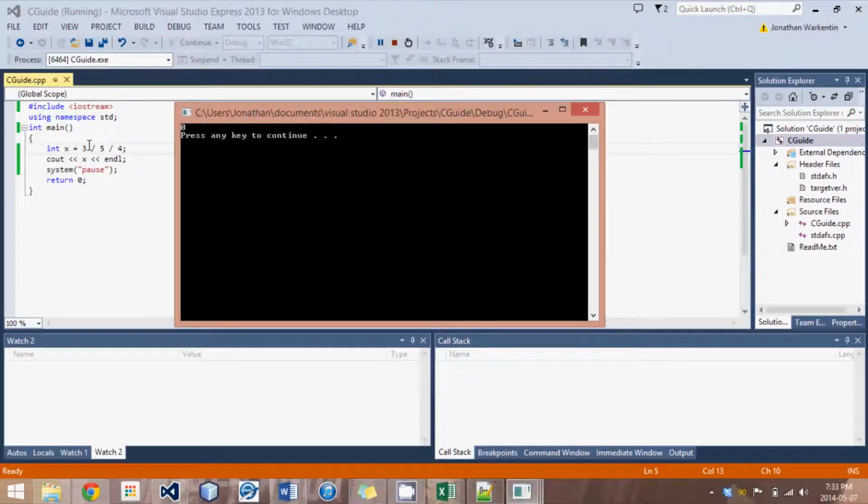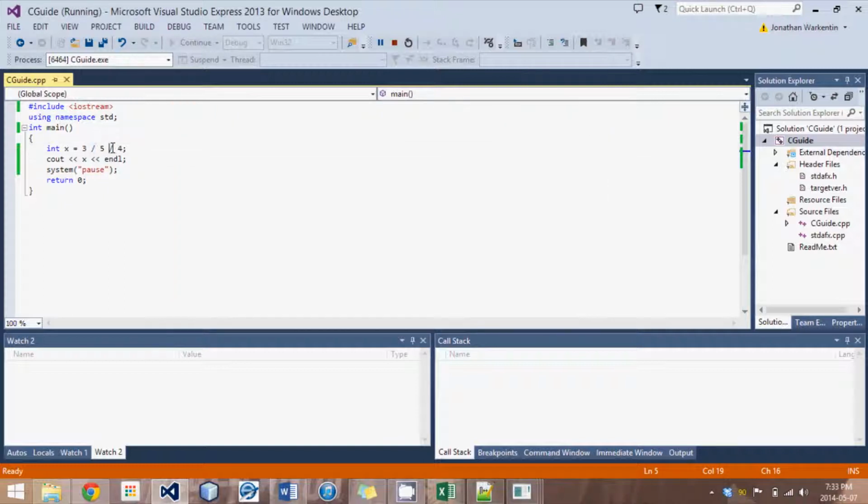Now let's ask why. Well, what happens is since the importance or the order of these operations are the same, the computer chooses to deal with the left to right method. So it first does the 3 divided by 5 rather than the 5 divided by 4. So what it does is 3 divided by 5, which is 0, and then it divides it by 4, which is obviously still 0.